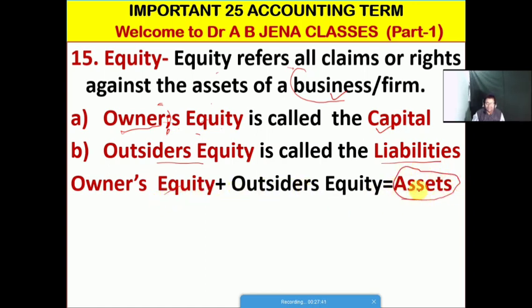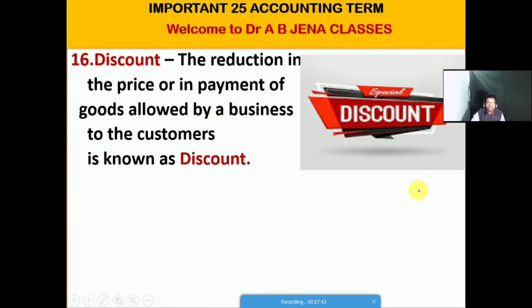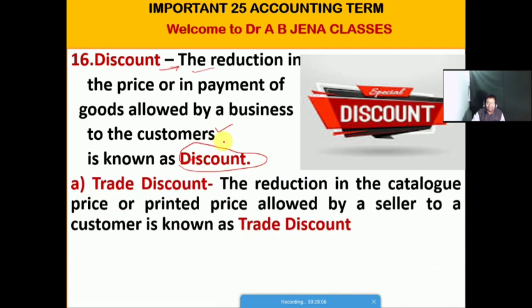Friends, we have already discussed this. Next we will see discount. What is the meaning of discount? Discount means a reduction in the price or the payment. A reduction in the price or in payments of goods allowed by a business to the customer is known as discount. Discount is divided into two parts. The first one is the trade discount, and then we will discuss the second one.